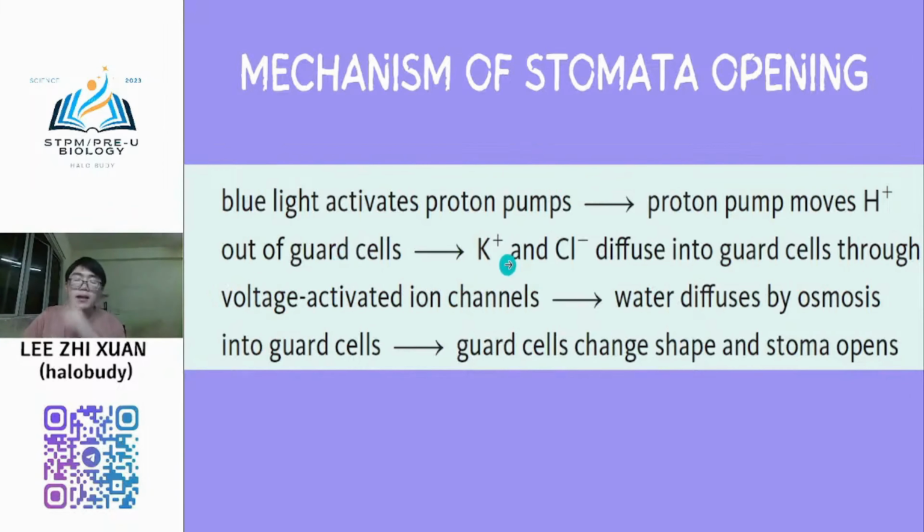At the same time, potassium ion and chloride ion, both ions will be diffused into the guard cell, through voltage-activated ion channels. These have protein channels, spatial protein channels, unique for only potassium ion and chloride ion respectively. This process is called facilitated diffusion, not simple diffusion, not active transport. The bottom part is active transport. This one is facilitated diffusion. So all the processes you need to mention.